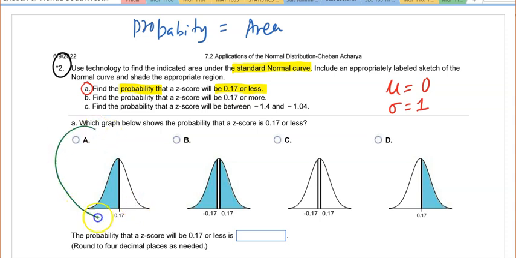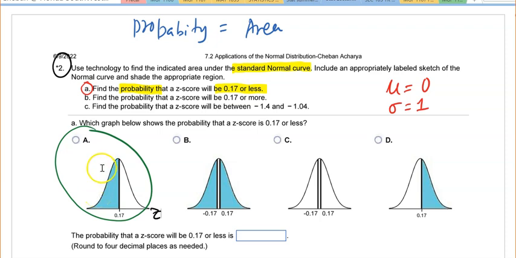A is the correct graph you choose first. Make sense? Therefore, here this line is the z-score. We just call it z, and this curve is called the standard normal curve. And the area on the left of z-score 0.17, because it says 0.17 or less, has to be this way. Make sense?